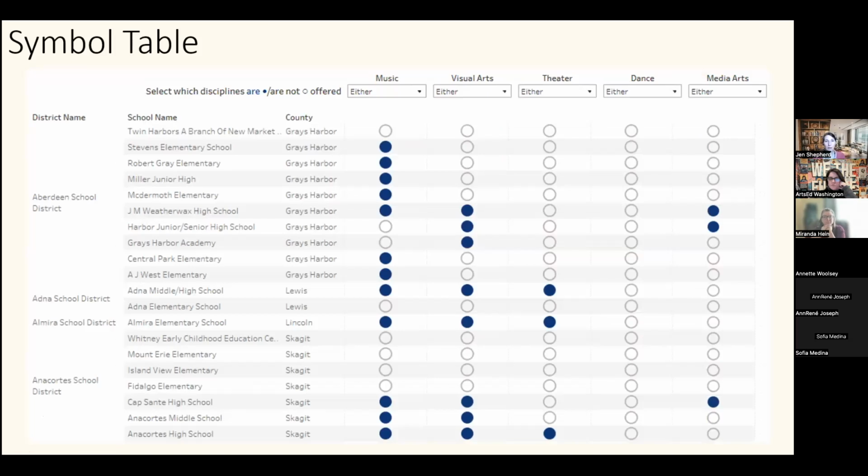I use a similar chart type here. This is from the disciplines offered dashboard, where it's a yes, no. So each of these columns is either yes, with the blue circle, they do offer this discipline in this school, or the empty circle, they do not. And then you have the option for all 5 disciplines across the top to say, I want to see the schools that do or don't offer this discipline.